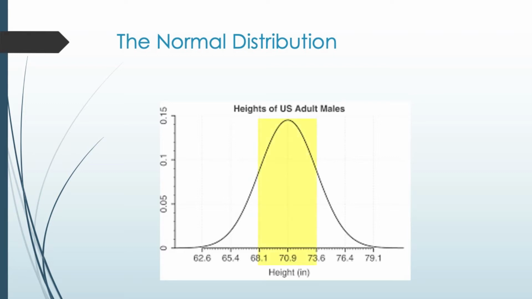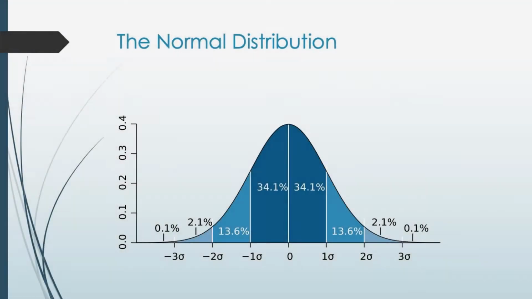We know that the bulk of observations are clustered around the mean in the normal distribution, but what percentage of observations? That's where the standard deviation comes in. Now, approximately 34.1% of observations lie within one positive and one negative standard deviation from the mean. So you might be thinking to yourself, why 34.1% exactly?